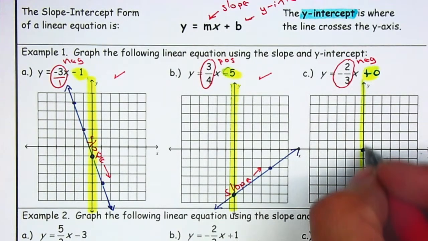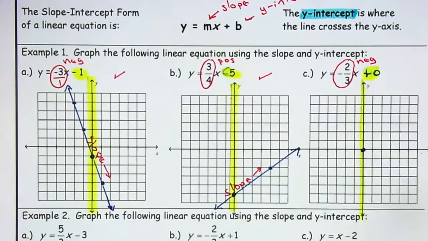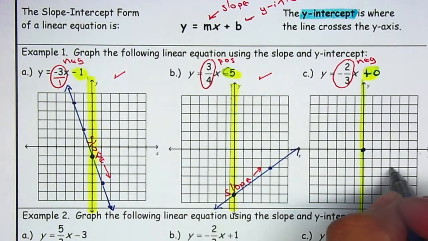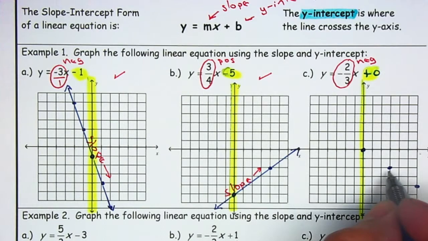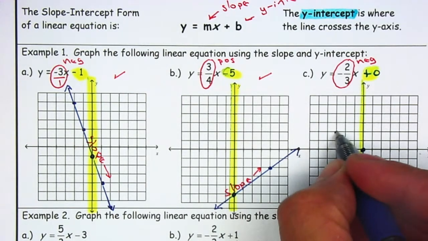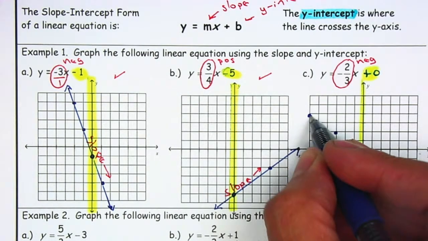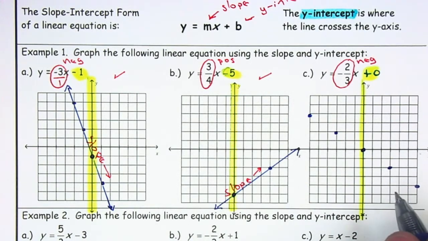so I'm going to go down 2 and to the right 3. Down 2 and to the right 3. And I can do it once again. 1, 2, 1, 2, 3. Or I can do the opposite. Instead of going down and to the right, I can go up 2 to the left 3. Up 2 to the left 3. And if you notice, it'll make a full line.